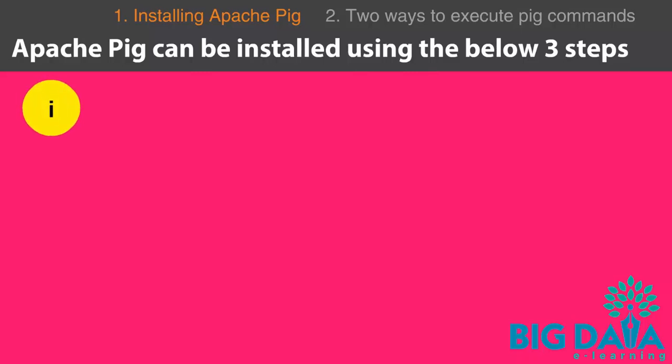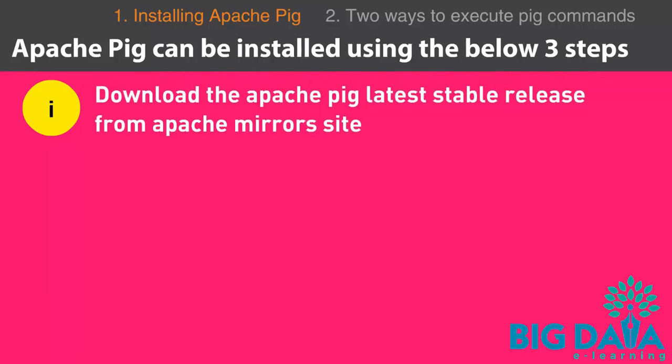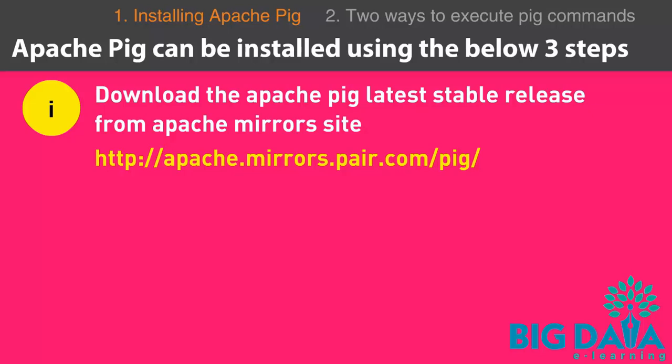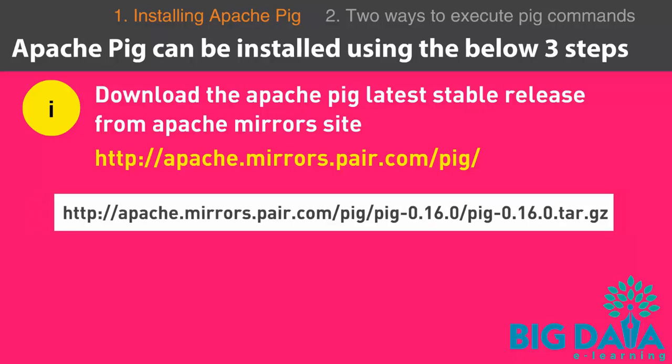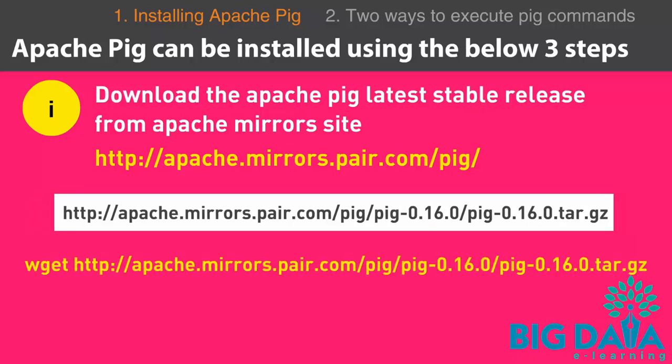First step is to download the Apache Pig latest stable release from Apache Mirror sites. At the time of making this video, the latest release is 0.16.0, and the link for the 0.16.0 release is highlighted. We can use the wget command to download the gzipped file as shown below.